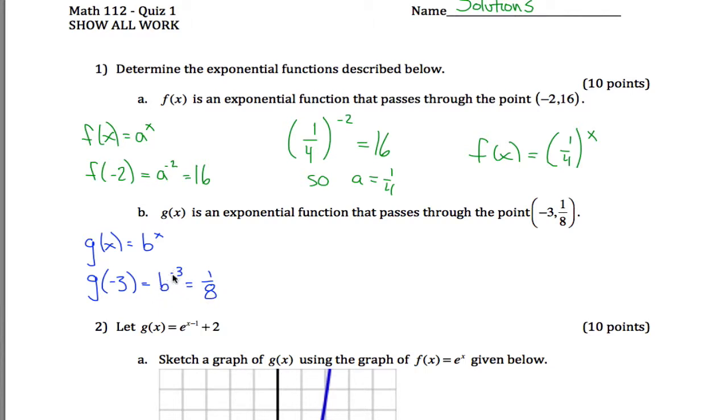Well, the negative kind of puts the thing down on the bottom. It makes this a fraction. So really the question is just what to the third power equals 8? And that's 2. 2 to the negative third power equals 1/8. So b must be equal to 2. In other words, g of x is 2 to the x.